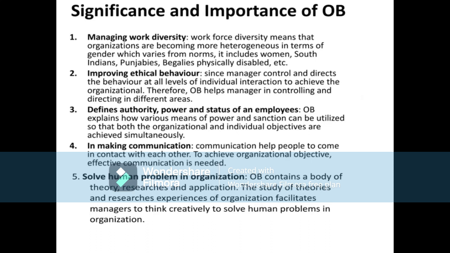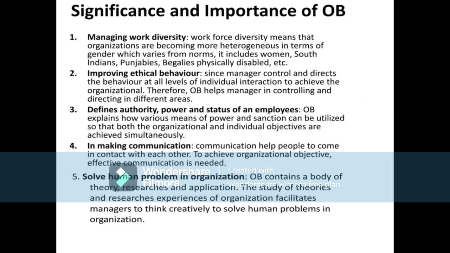In making communication, it helps people for communication also. Organizational behavior is important. Communication helps people to come in contact with each other. Therefore, to achieve organizational objectives, effective communication is needed. We know that communication means passing of information from one to another people. So, while communicating, the communication should be a proper communication without any distortion. So, to give an effective communication, we have to study the behaviors of people. Okay, so communication is also an important aspect.